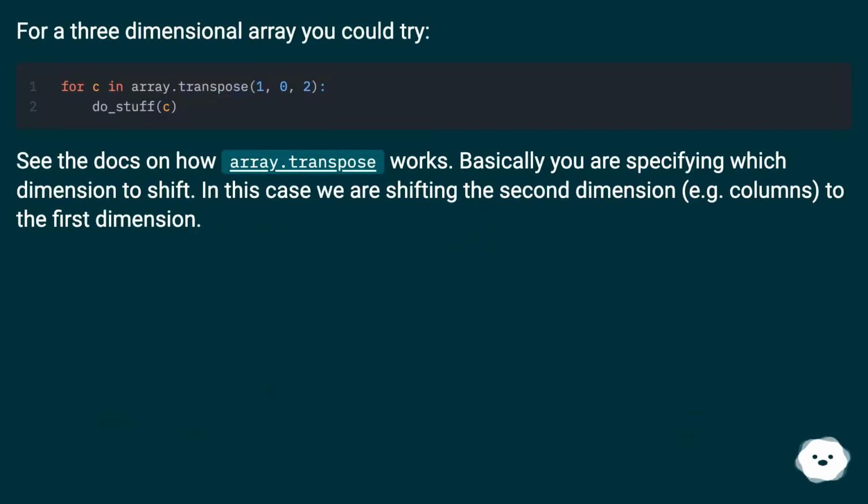For a 3-dimensional array you could try this. See the docs on how array transpose works. Basically you are specifying which dimension to shift. In this case we are shifting the second dimension, for example columns, to the first dimension.